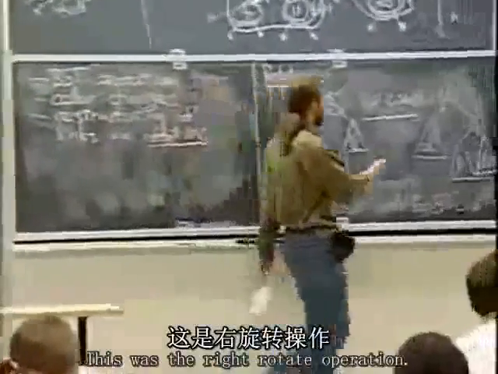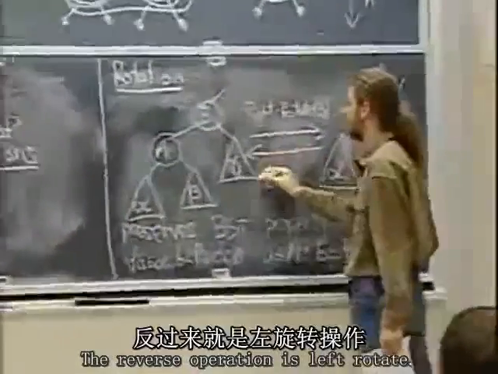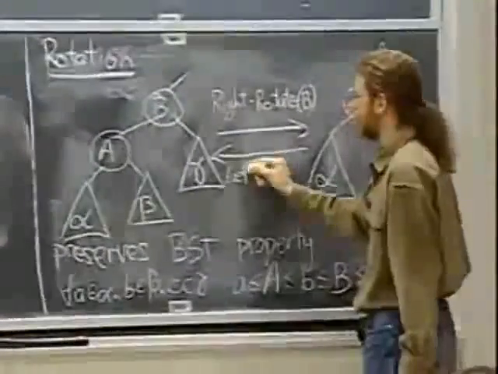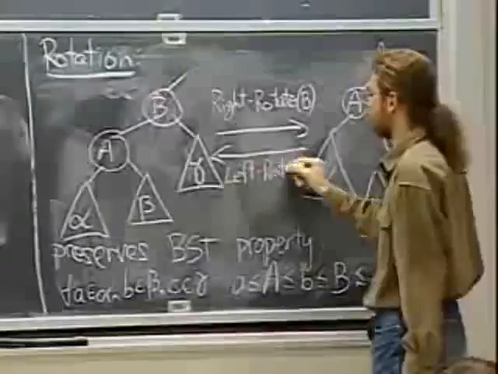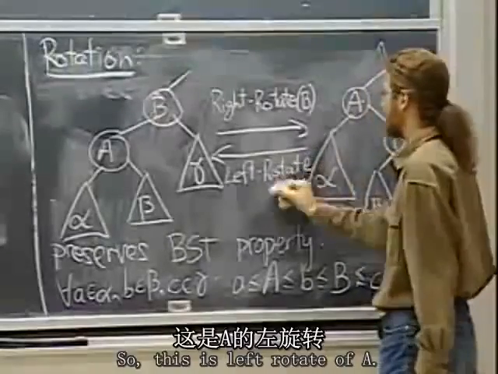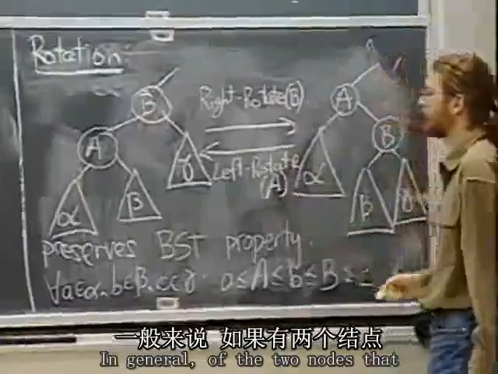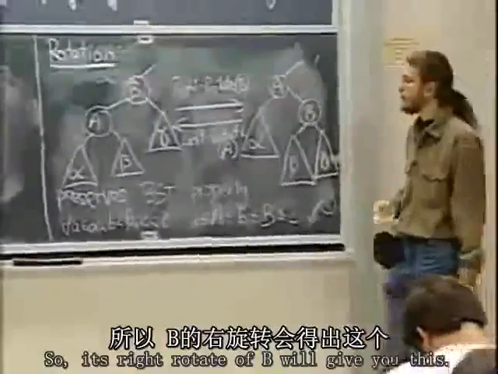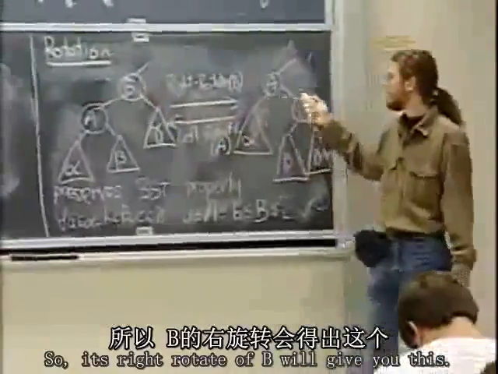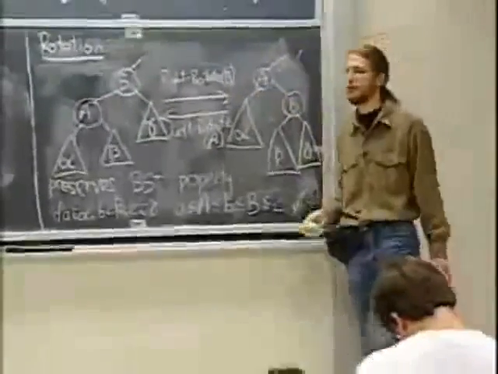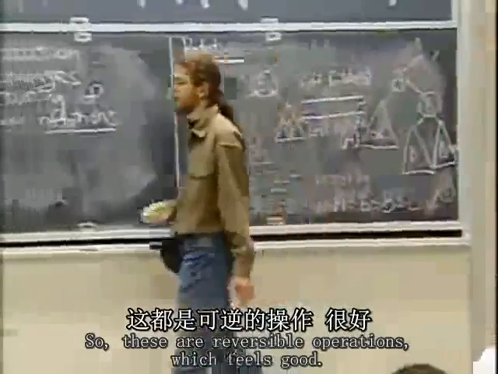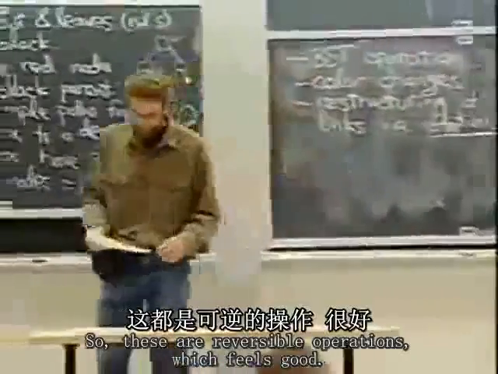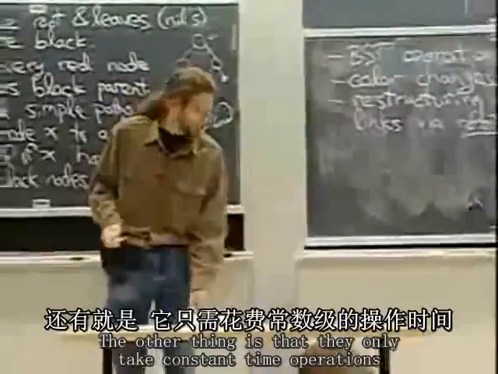This was the right rotate operation. The reverse operation is left rotate. So this is left rotate of A. In general, of the two nodes that are involved, we list the top one. So it's right rotate of B will give you this, left rotate of A will give you this. So these are reversible operations, which feels good. The other thing is that they only take constant time.